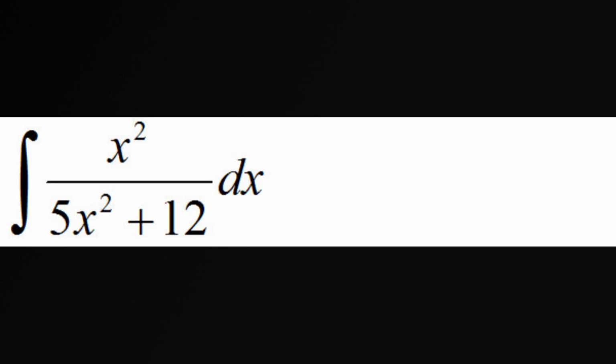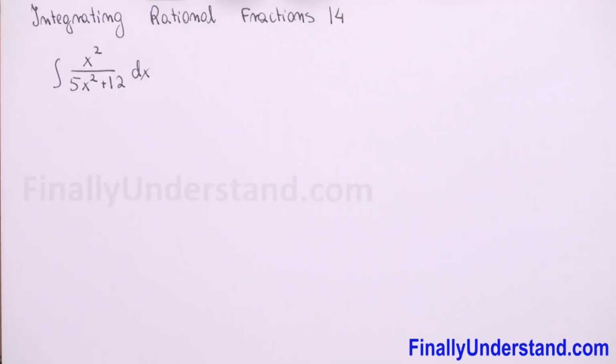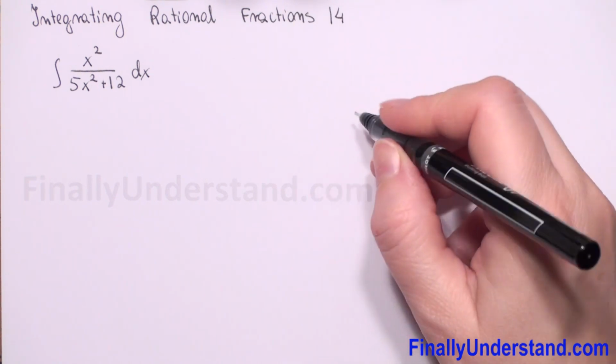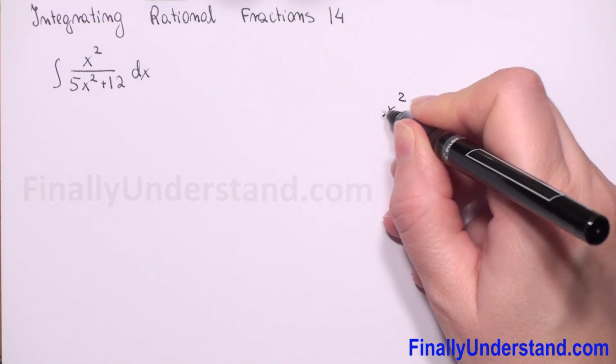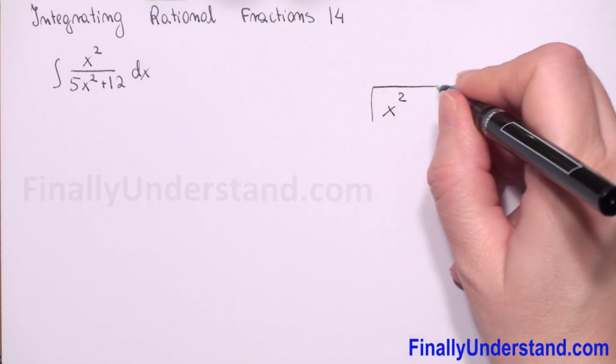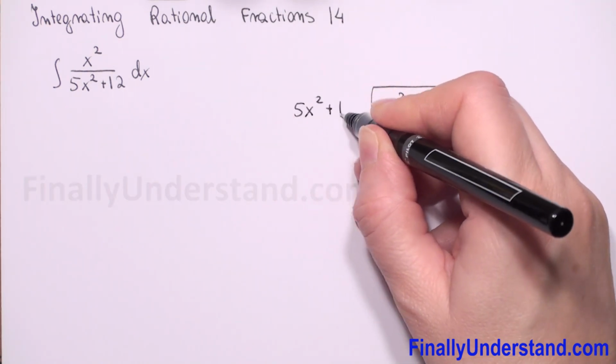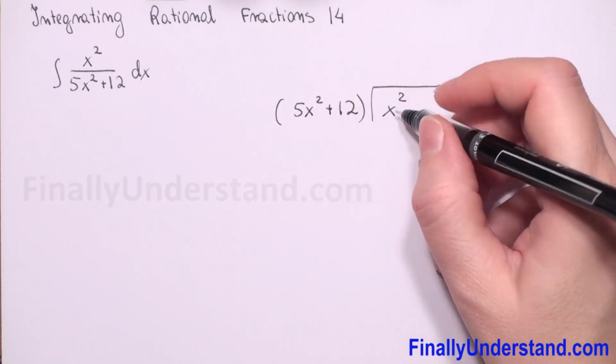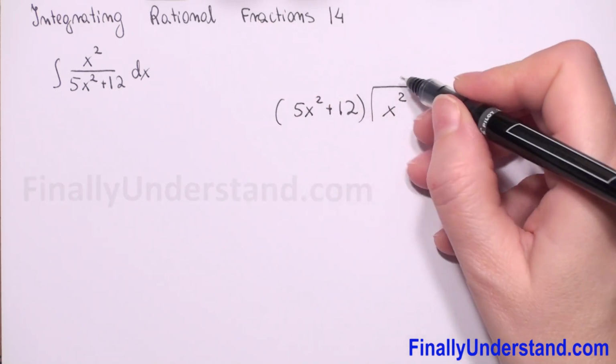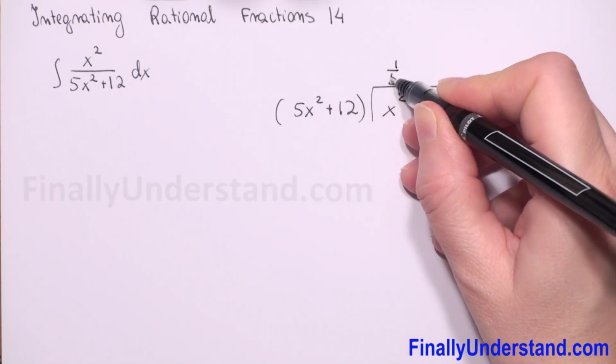We have an integral of a rational fraction. The degree of the numerator is the same as the degree of the denominator, so first we have to do long division. We have to divide x squared by 5x squared plus 12. x squared divided by 5x squared is 1 over 5.